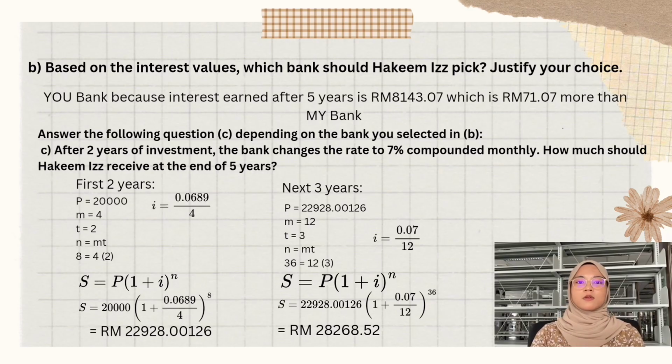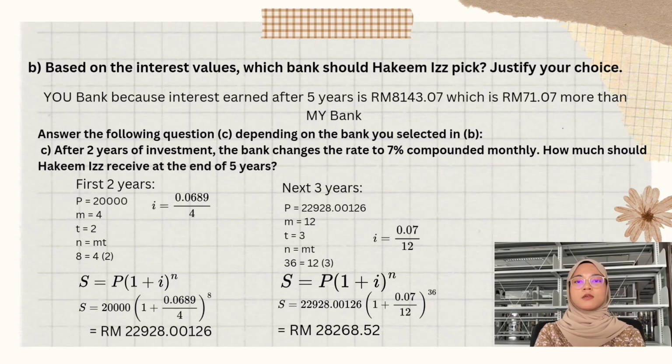The last question, 1C, states that after 2 years of investment, the bank changes the rate to 7% compounded monthly. How much should Hakim receive at the end of 5 years? First of all, we need to calculate for the first 2 years. So P equals RM 20,000, followed by m equals 4, t equals 2, N equals 8, which is 4 times 2. Using the compound formula, we substitute all the information and the answer is RM 22,928.